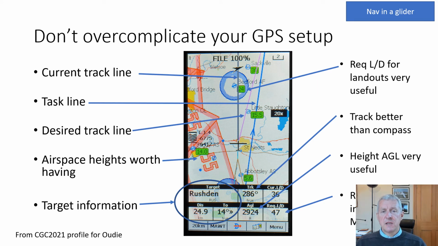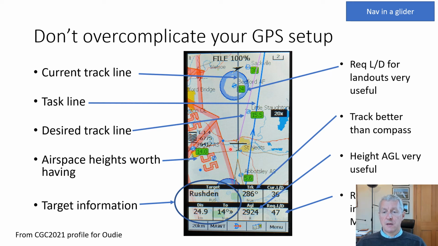I think I'd advise not to overcomplicate the GPS setup. Keep it nice and simple. Here's the arrangement that I've set up for the club Udis that we'll be flying with in the Percos, and I've kept it pretty simple. So here's us in the glider.